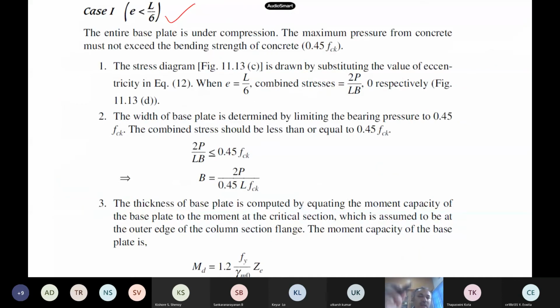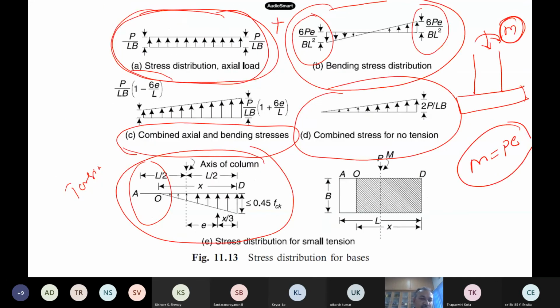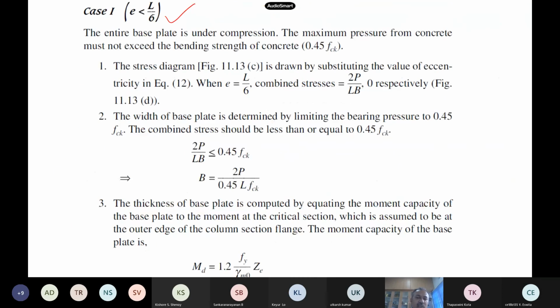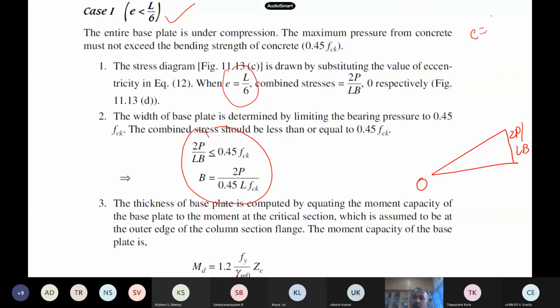The first case: E less than L by 6, the whole plate is under compression, but the stress is like this. If you take E as L by 6, then this is my load. If this is 0, this is 2P by LB. So easily you can find out the width of the base plate. E is L by 6, so you can find out L as 6 times E. Now 2P by LB, and E you can find out as M by P.